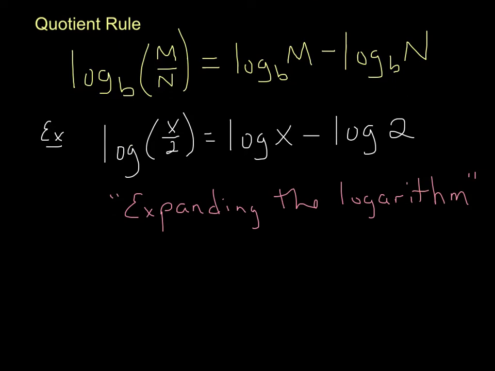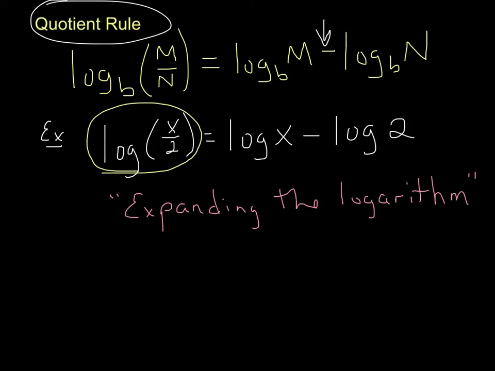The quotient rule: if I have the log of a quotient, remember a quotient is like a fraction, a division problem, so the log of a quotient is the difference. Okay, I'm going to subtract the two logs. So it's the log of m minus the log of n. So if I have the log of x divided by 2, I can rewrite that as the log of x minus the log of 2. And again, this is what we call expanding the logarithm, taking it from a single log and writing it either as multiple logs or as multiple terms.